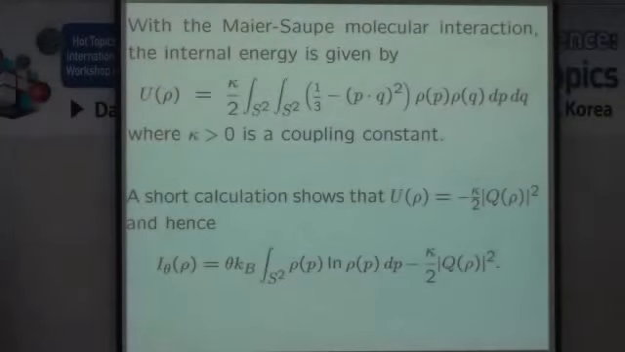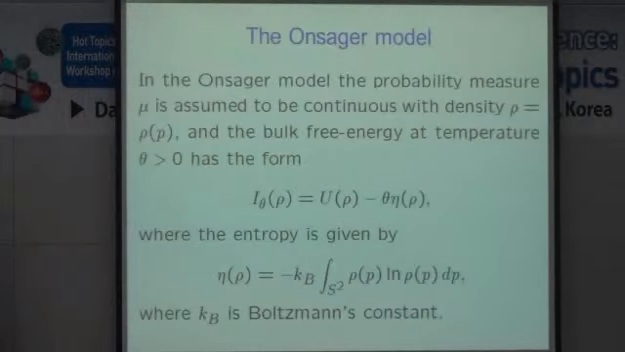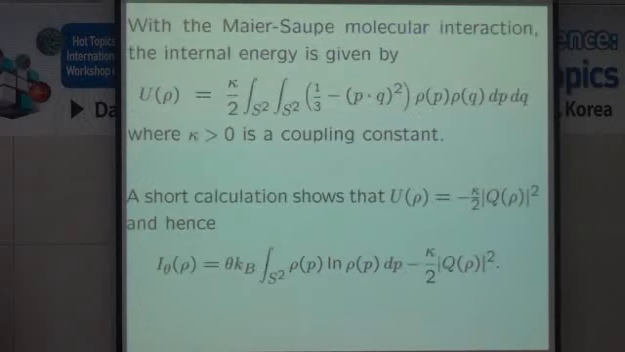Okay, so right, when we were interrupted we were talking about this model, and so there's the free energy, and the interaction part with this Maier-Saupe interaction is just equal to a multiple of the Euclidean norm of the Q tensor corresponding to rho, which I wrote down somewhere over there, just to remind you what the formula is.